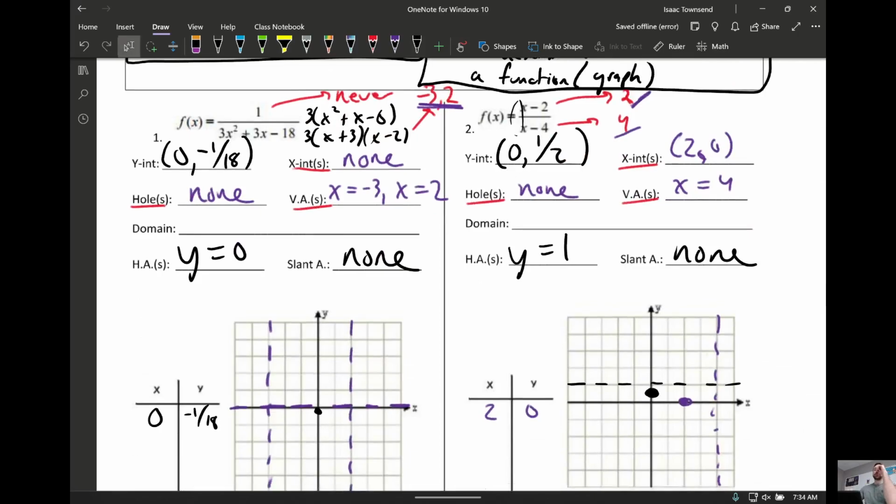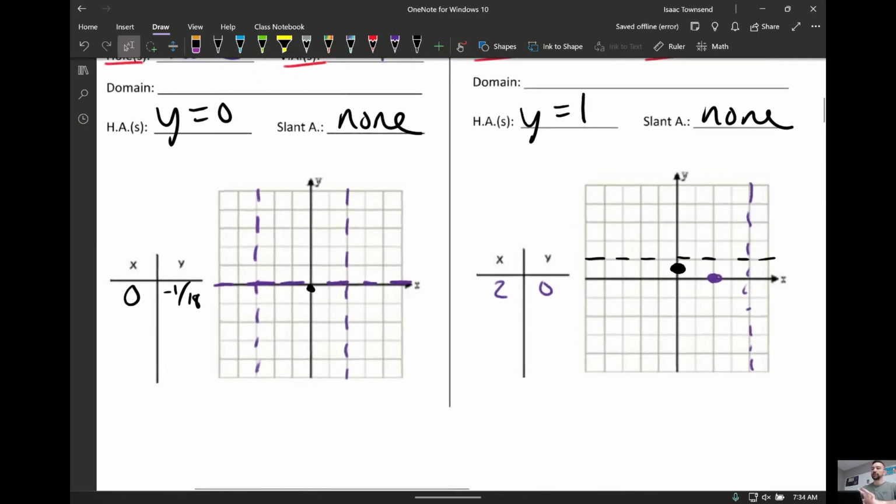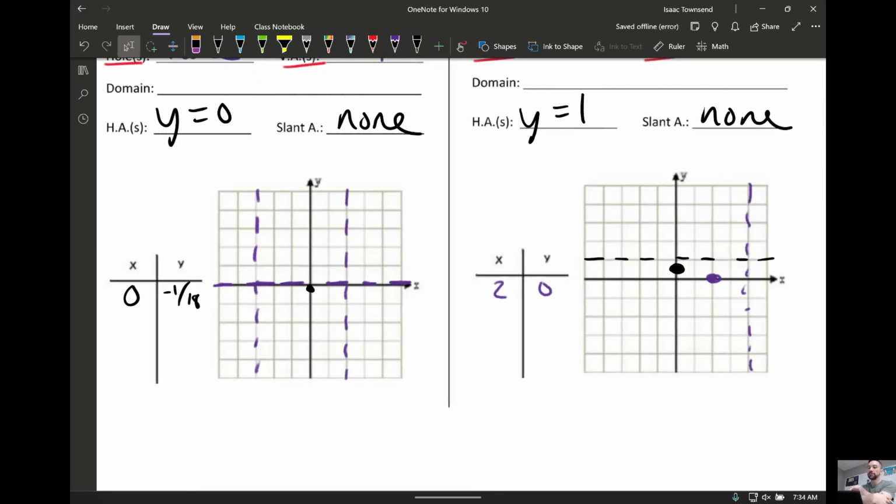So I'm actually going to do domain after we have the graphs, because I think it's quite a bit easier once you have the graphs. It's not terrible at first, but okay, so you need to know two things about how these graphs interact around asymptotes.